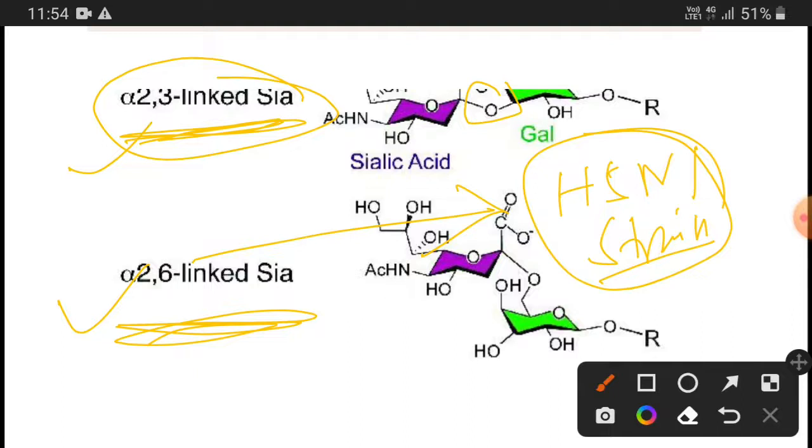On the other hand, in the upper respiratory tract, alpha 2,6 linked receptors are present, which are especially recognized by influenza A, and that is why we are most of the time infected by influenza A. Clear?